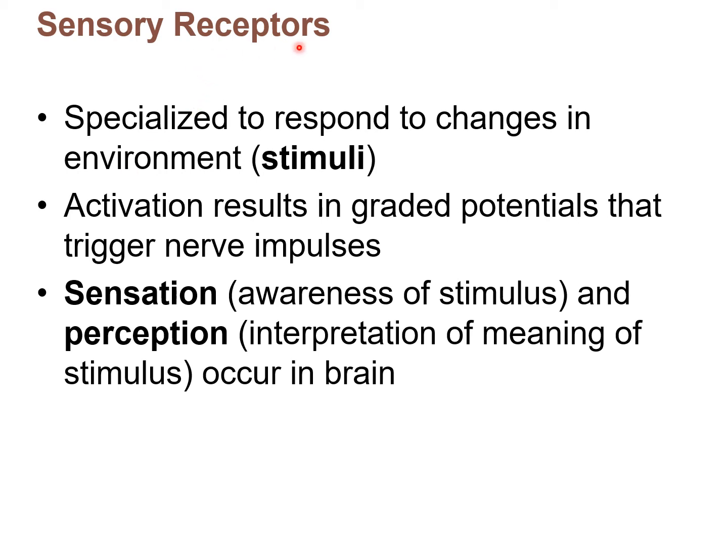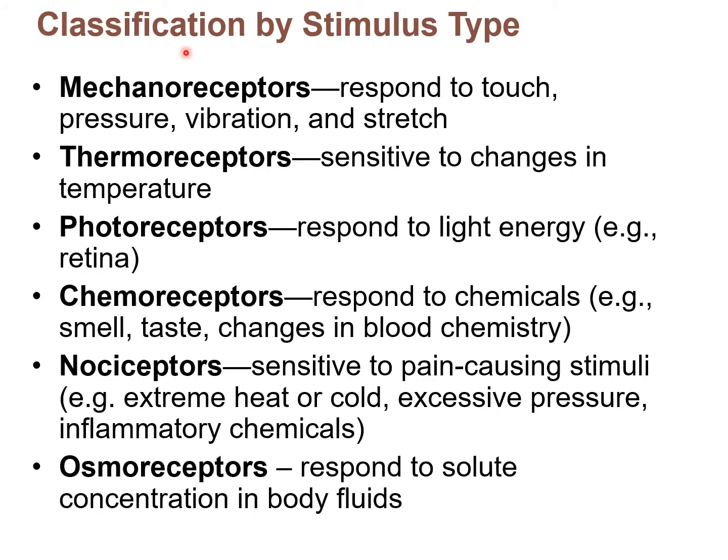Receptors are like sensors. They're specialized, they respond to a specific stimulus. And I won't worry about the rest of this information here, but on the next slide we're going to go through the different types of receptors. So we can classify receptors by the type of stimulus they respond to.